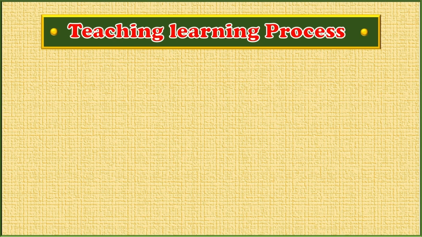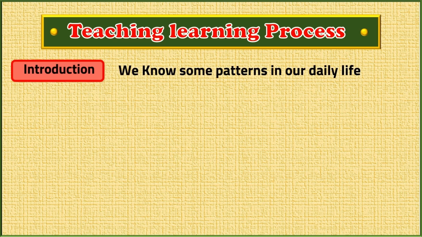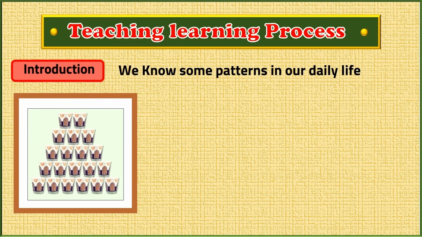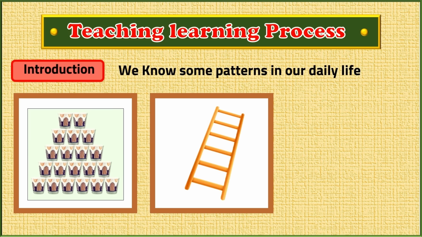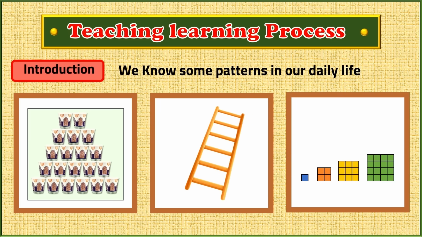The teaching learning process starts with a good introduction. When we teach arithmetic progression, we can show students a variety of patterns they see every day. For example, we can talk about a stack of glasses, steps of a ladder, the number of squares on a chessboard. We can also tell the famous Fibonacci rabbit story to show how patterns repeat in nature.